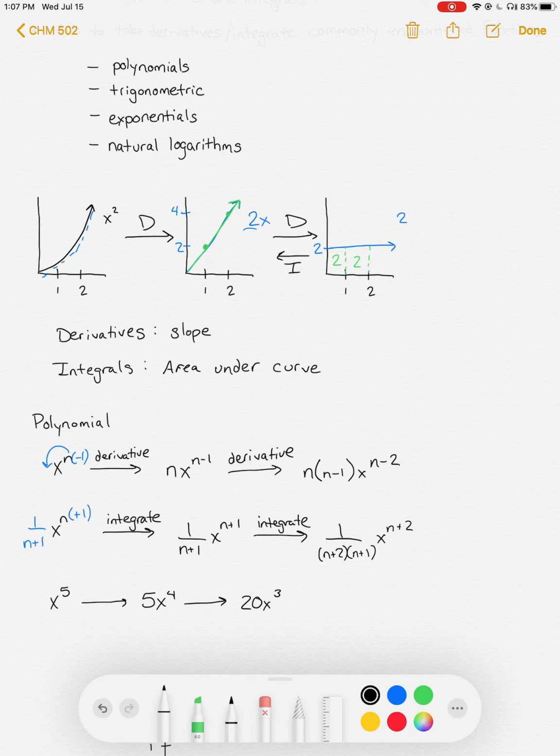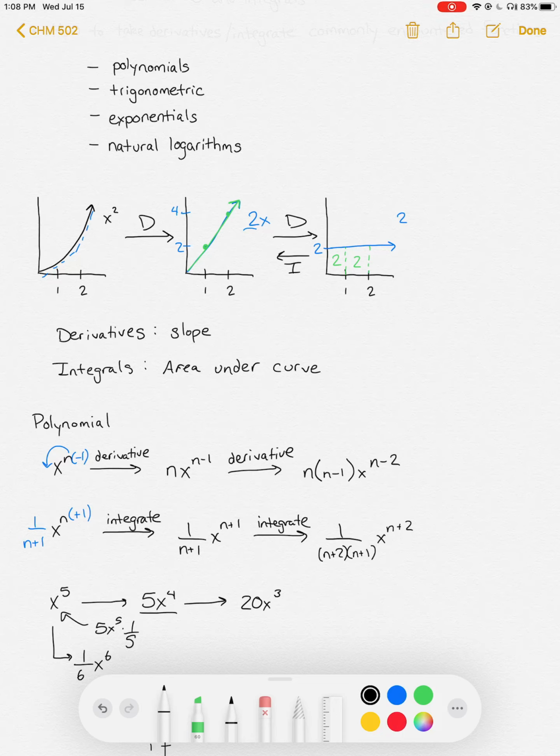And now if we were to integrate, so let's say we wanted to integrate 5x to the 4 here, well, we need to increase our 4 by 1, bringing it up to 5, and then divide our x by 5. So we'd end up with 5x to the 4 times 1 over 5, which is just simply back to x to the fifth. And if we wanted to integrate x to the fifth, we could just do the same thing, and we end up with 1 over 6 x to the sixth.